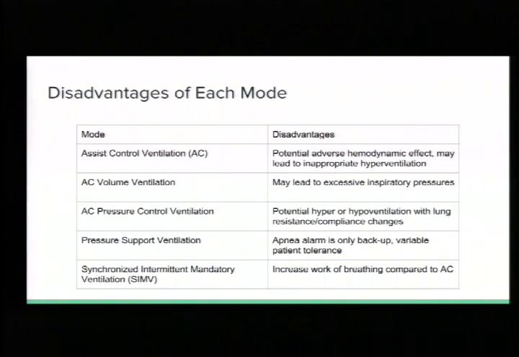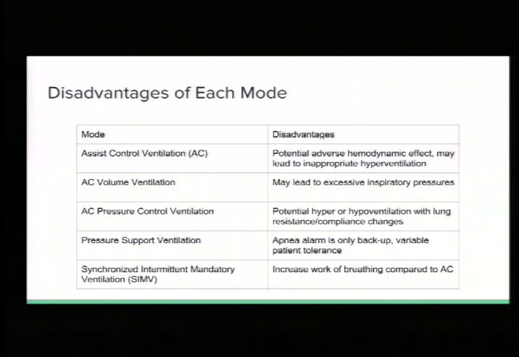Disadvantages with assist control, whether it's volume or pressure control, is your effect on your cardiovascular function. So they can get hypotension and hyper or hypoventilation with the assist control setting. With pressure control, the apnea alarm is only a backup and variable, the patient tolerates. Some can't relax enough to coordinate with the vent.